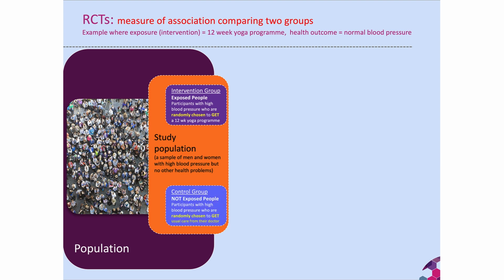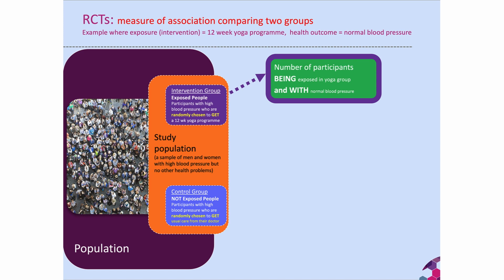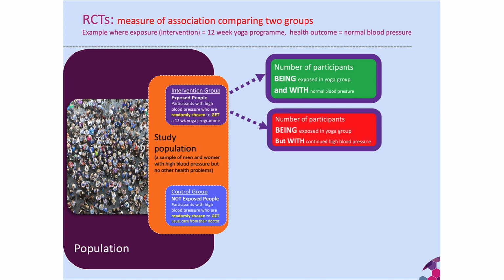And then we have another group of not exposed people who are randomly chosen, who are participants again with high blood pressure, but who only get the usual care from their doctor. They don't get anything else, just the normal care that their doctor gives them. And then in the intervention group, we can look at the number of participants being exposed to yoga and who then find they have normal blood pressure, and the number of participants being exposed to yoga but who continue to have high blood pressure.